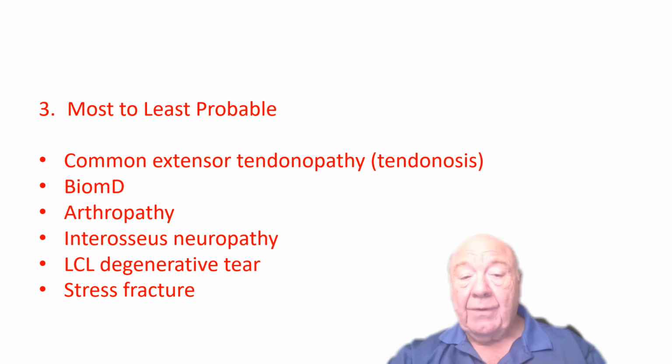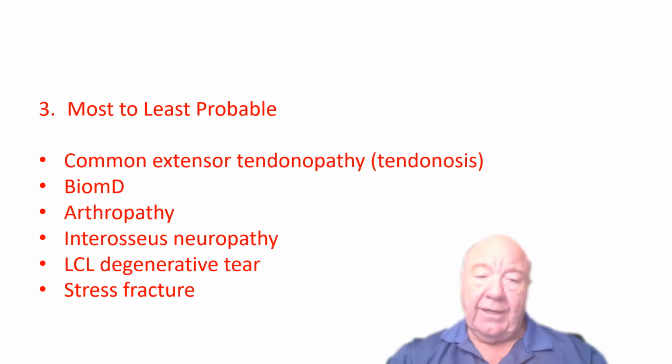So the most common one, I think, is going to be a tendinopathy, common extensor tendinopathy, in particular tendinosis. Then biomechanical dysfunctions, usually ulno-humeral and then radiohumeral, but it can be radio-ulnar as well. Arthropathies, other than biomechanical dysfunctions, arthritis, arthrosis, possible articular surface fractures and so on, or even loose bodies inside the joint. Degenerative tears of the lateral collateral ligament, stress fractures. Although they're very rare, they can occur.